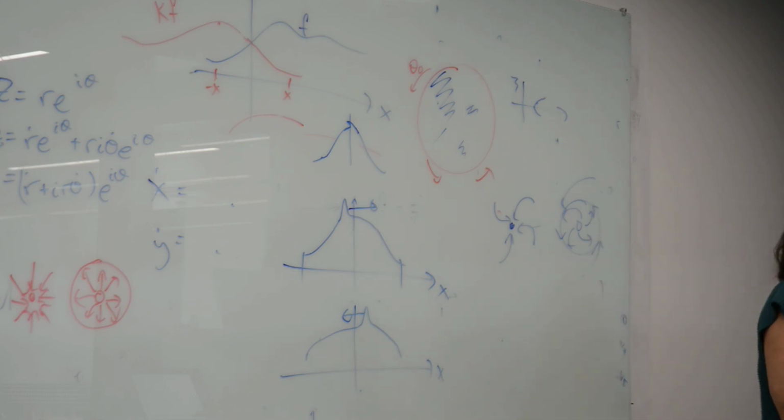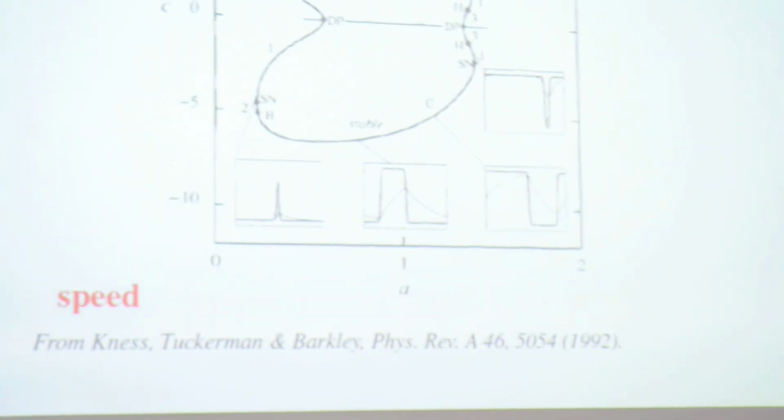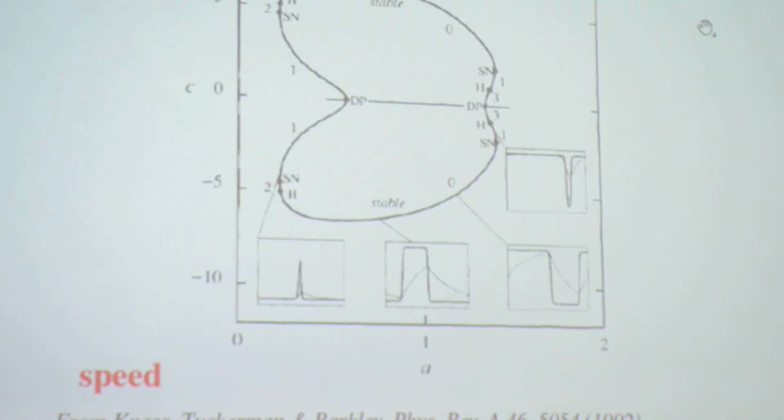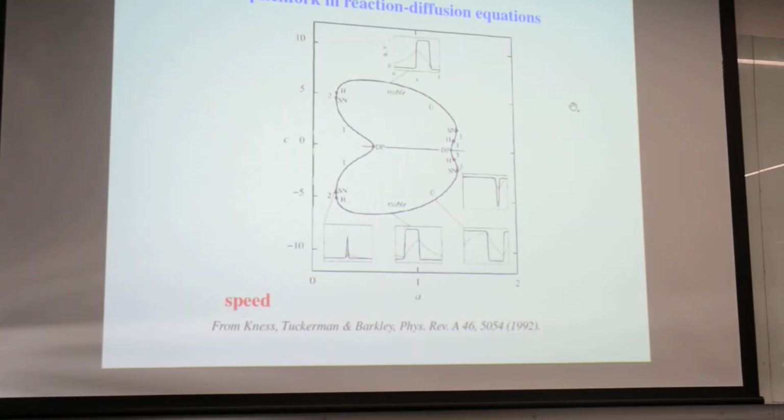So this is a situation in which you successively broke the rotational and then the reflection symmetry.